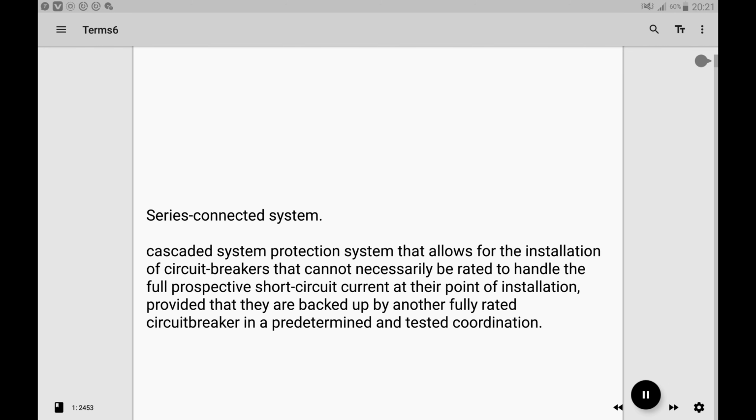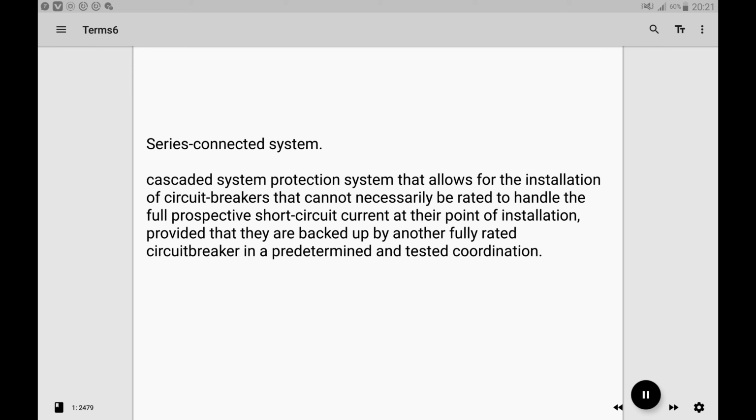Series connected system. Cascaded system. Protection system that allows for the installation of circuit breakers that cannot necessarily be rated to handle the full prospective short circuit current at their point of installation, provided that they are backed up by another fully rated circuit breaker in a predetermined and tested coordination. Mineral insulated metal sheathed cable. Cable in which the conductors are insulated by a highly compressed, refractory, mineral insulating material, such as magnesia, and are contained in a solid drawn hard metal sheath.